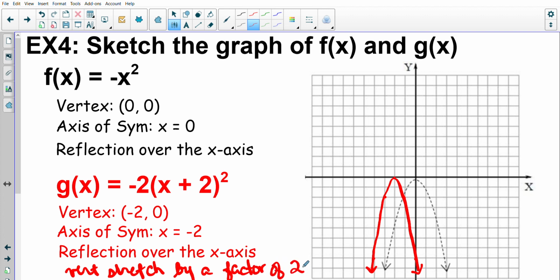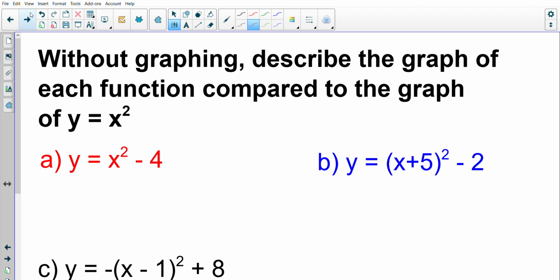Notice that I didn't include the negative when I said a factor of 2. So that just tells us how much we stretch it by, not whether it's a reflection or not. So without graphing, describe the graph of each function. Now remember, we're going to compare it to our normal basic parent function.